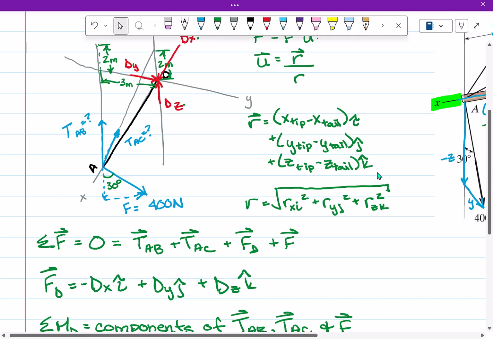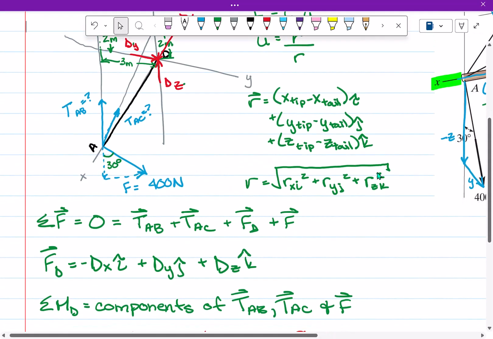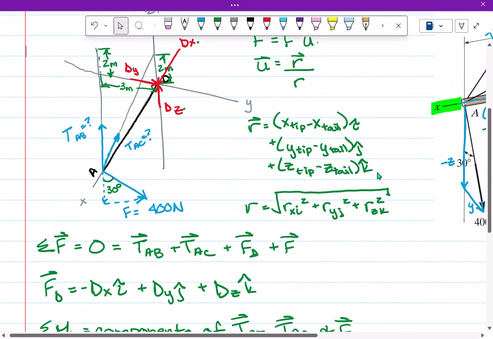Remember that the tip is where the arrow head is. So even though you may start at A and end at C, actually C is the tip and A is the tail. Be very careful about that because it will change your direction. Then to find the magnitude of the position vector, it's just the square root of the sum of the squares of each one of the components.